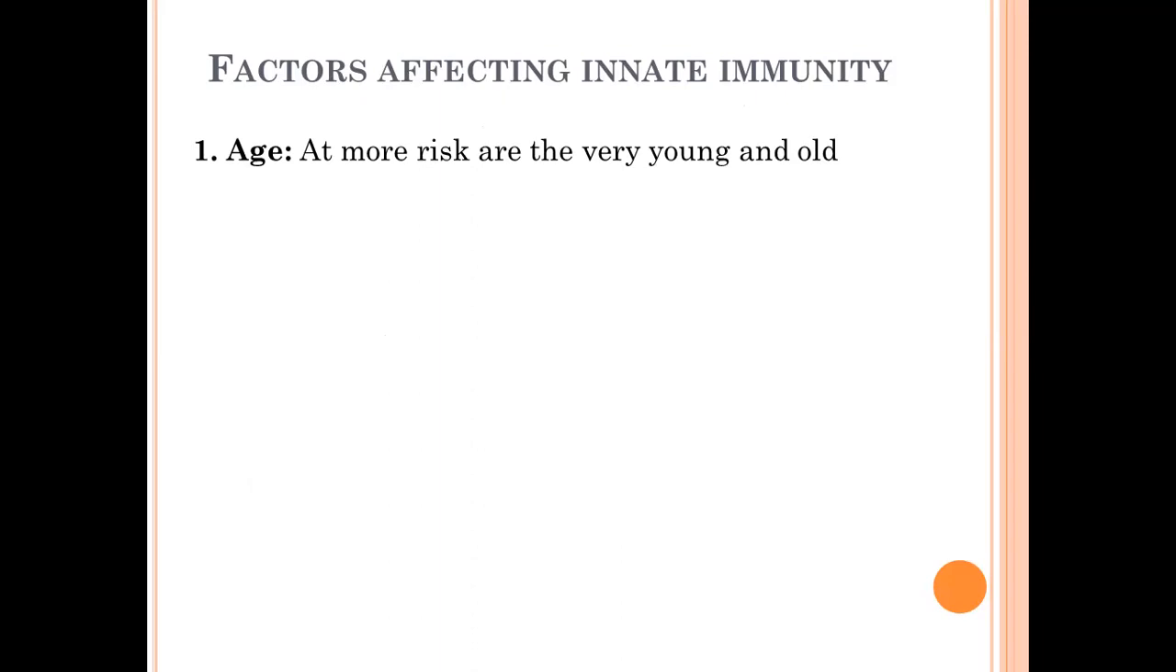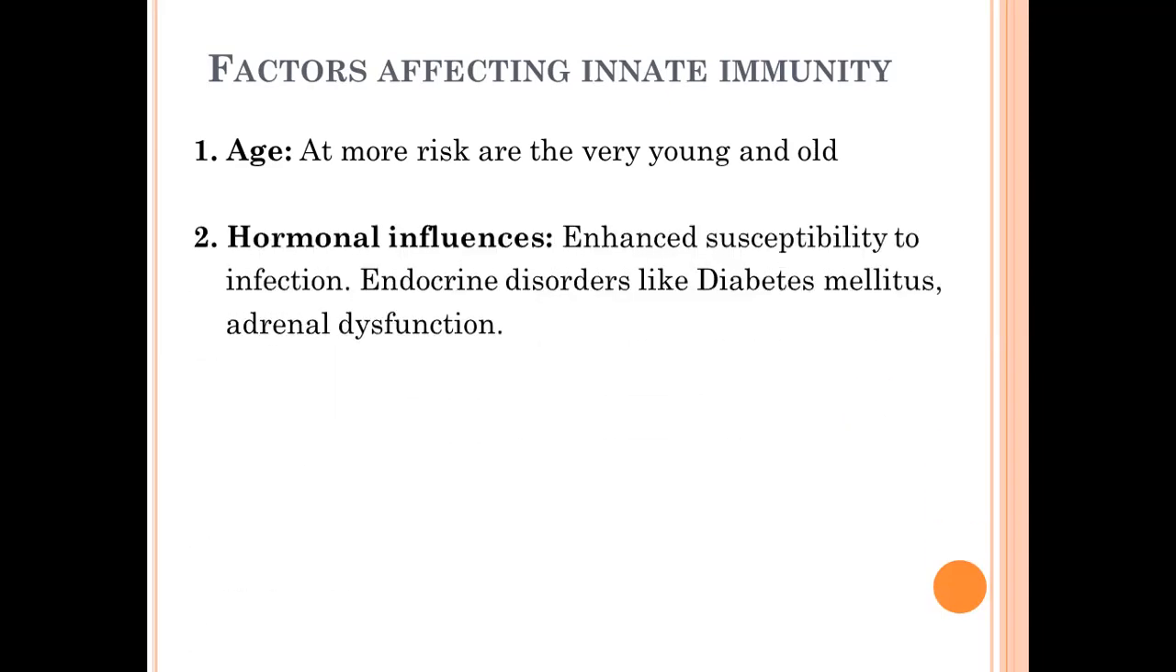The first and the most important factor is age. There is more risk and less immunity seen in cases of very young and very old people. So age is a very important factor. The second important factor is hormonal influences. In cases of endocrine disorders like diabetes mellitus or adrenal dysfunction, there is enhanced susceptibility to infections.